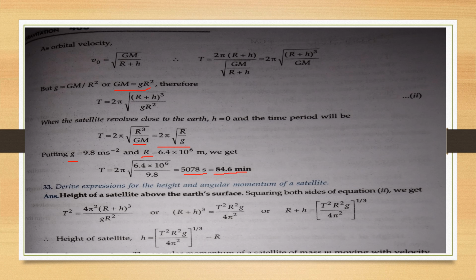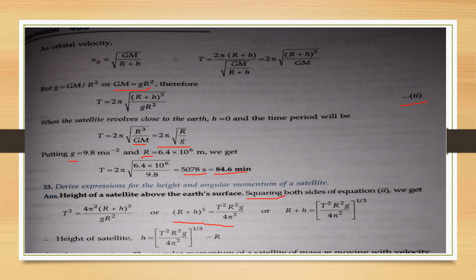Similarly, we can find the expression for the height of a satellite above the Earth's surface. So for the height of the satellite, take this equation of the time period as equation number 2, squaring both sides of this equation. After squaring, we get T square is equal to 4 pi square, under root gets cancelled out, and (r plus h) cube divided by gR square. Rearrange the terms, cross multiply them, we get (r plus h) whole cube is equal to T square R square g divided by 4 pi square.